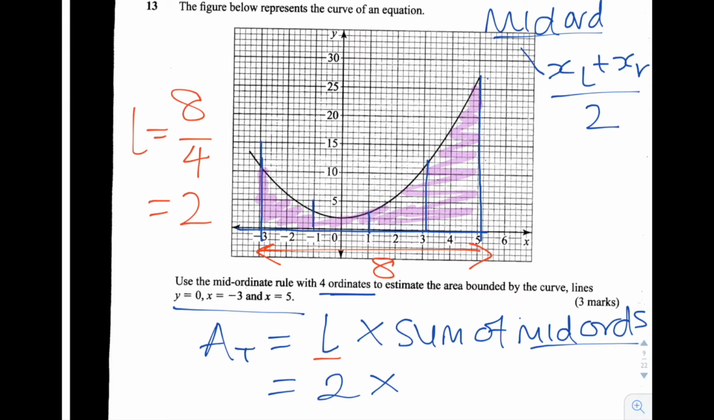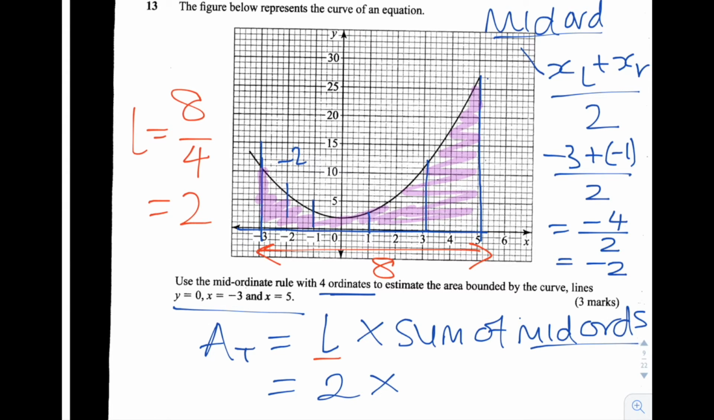So for the first one, we have -3 plus -1 divided by 2. -3 plus -1 is the same as -3 minus 1, which is equal to -4. Divide that by 2, we get -2. So the first mid-ordinate we have here is -2.